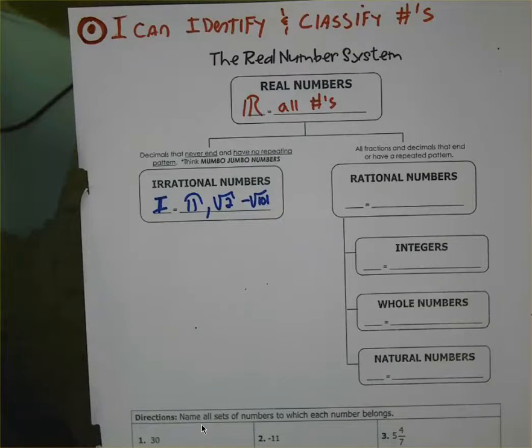Do not get this twisted with a repeating decimal, like 3.3333 repeating, which is technically 3 and 1/3. But these are non-repeating numbers, okay?